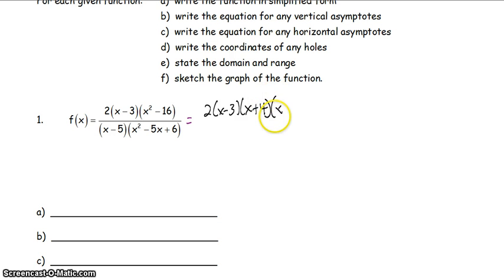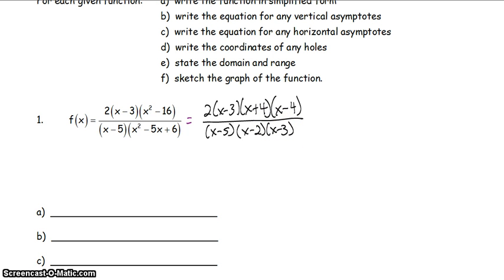Hopefully everyone knows difference of two squares. I seem to not know myself. There you go. And the bottom is x minus 5, x minus 2, and x minus 3. Okay.